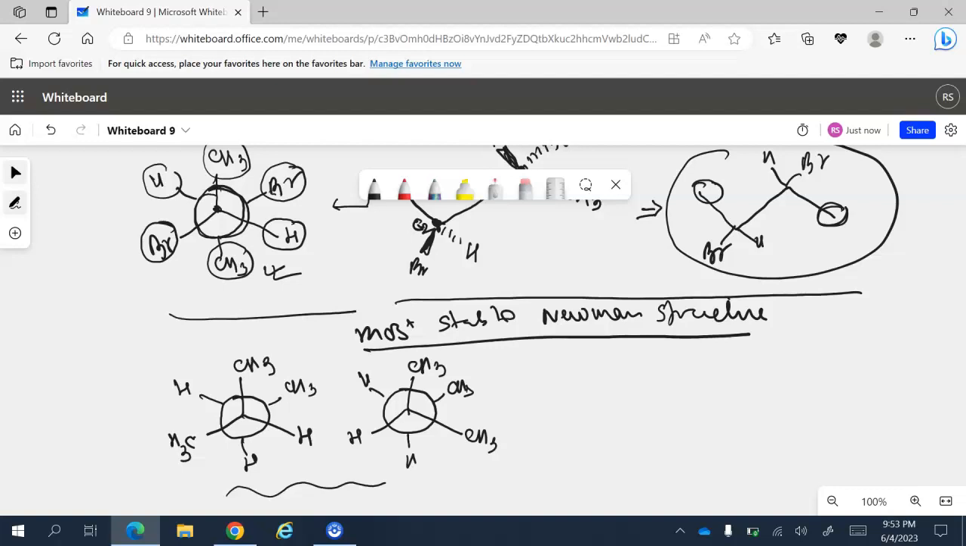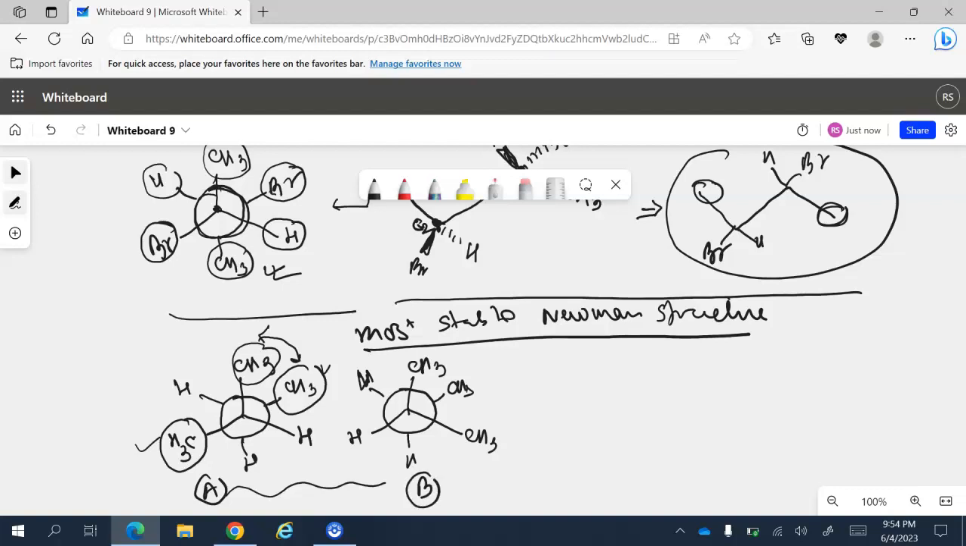Now both of these structures are staggered, but structure number A has this CH3 group in anti position, whereas these two CH3 groups are gauche. So these two CH3 groups are gauche and have some steric hindrance, but these two CH3 groups are in anti position, that is a favorable situation.